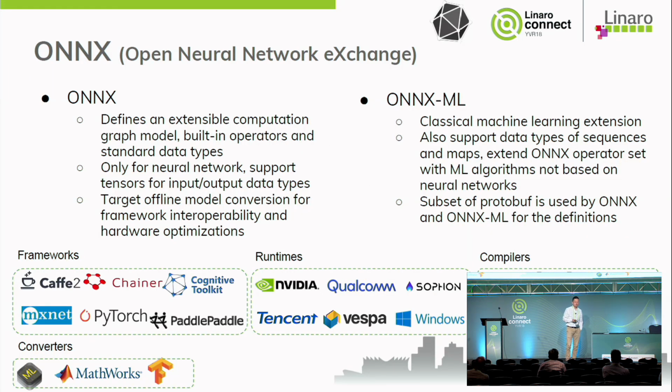Okay, for ONNX, I think it was also mentioned a lot in the previous session, so I will just go through it quickly. ONNX actually defines three major parts. One part is the computation graph model. Another is the built-in operators and some standard data types. But it is only for neural networks. ONNX-ML is a classical machine learning extension, not necessarily neural networks.